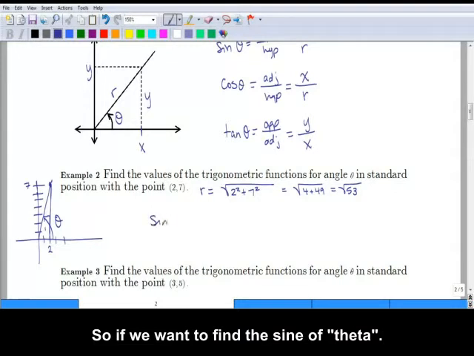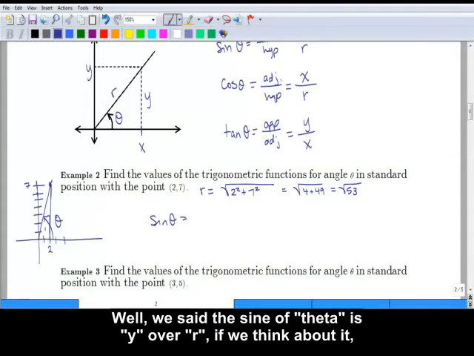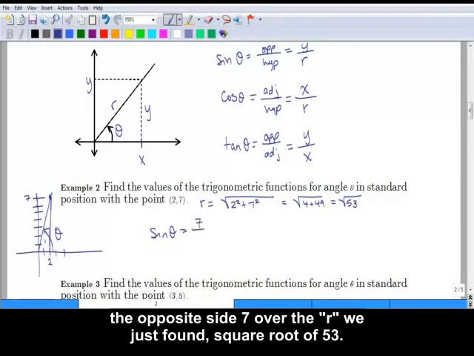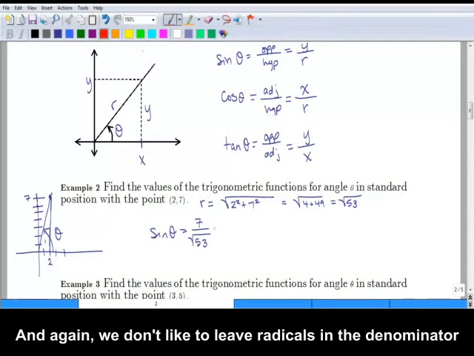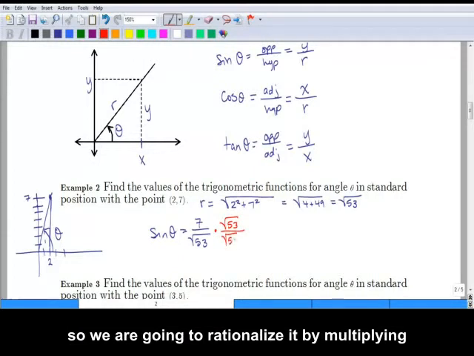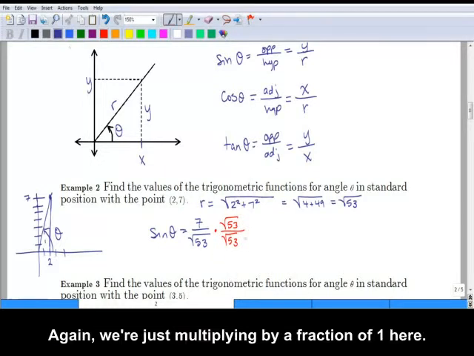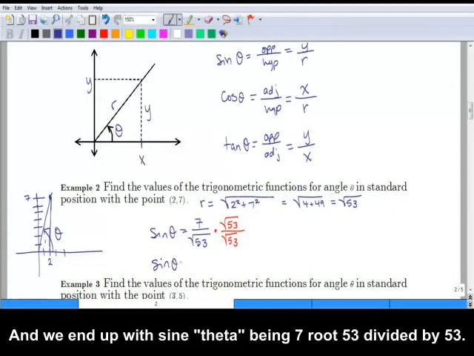So if we want to find the sine of theta, well, we said the sine of theta is y over r. If we think about it, the opposite side, 7, over the r we just found, the square root of 53. And again, we don't like to leave radicals in the denominator, so we are going to rationalize it by multiplying by the square root of 53 over the square root of 53. Again, we're just multiplying by a fraction of 1 here. And we end up with sine theta being 7 root 53 divided by 53.